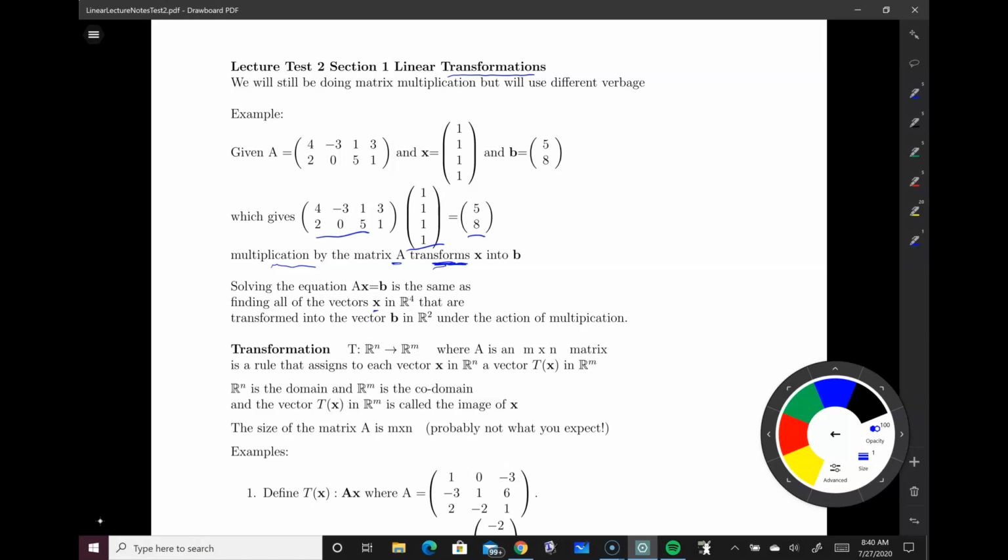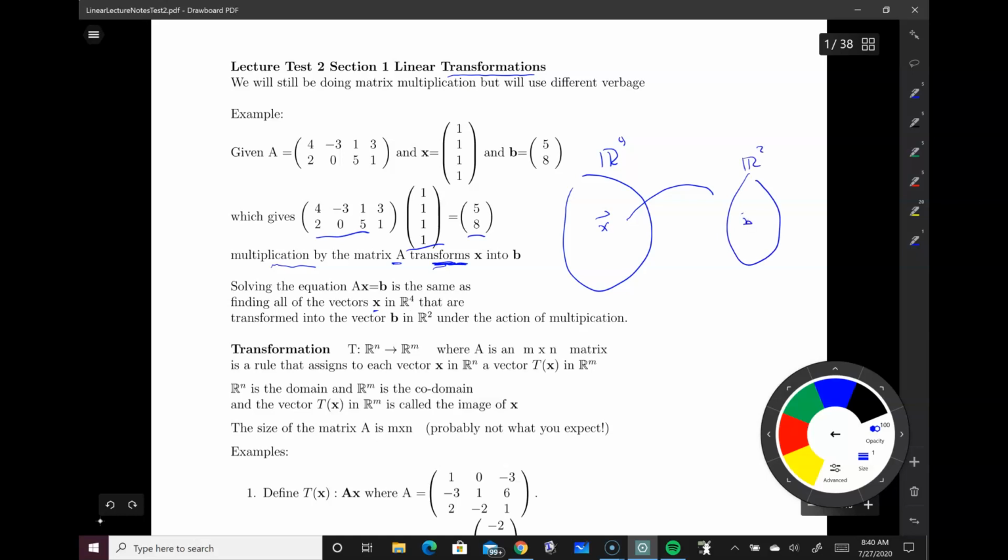So I'm going to make a picture here. So here is R4, and this vector x here gets transformed into this vector b that's in R2. And the method of transformation is multiplying by the matrix A. So that's what we want to think of.